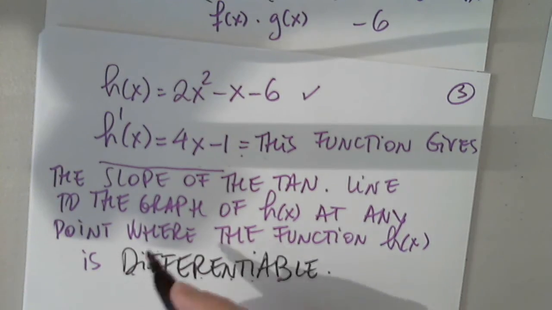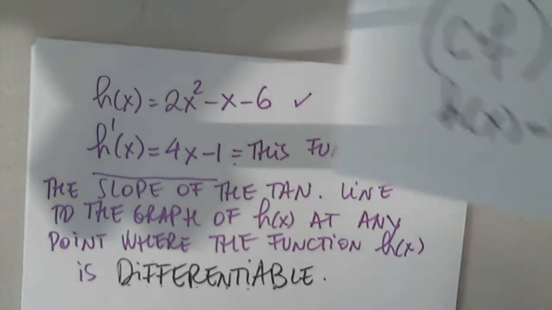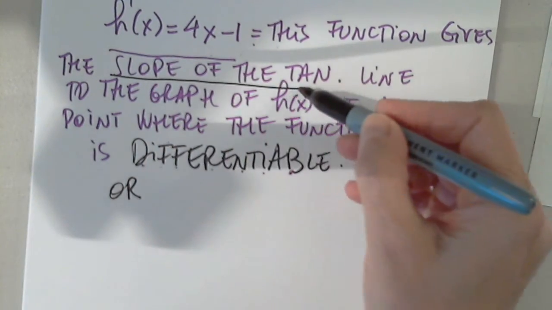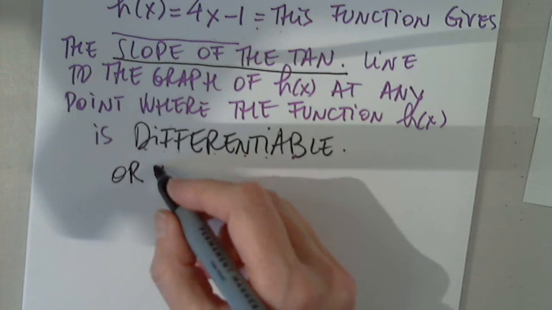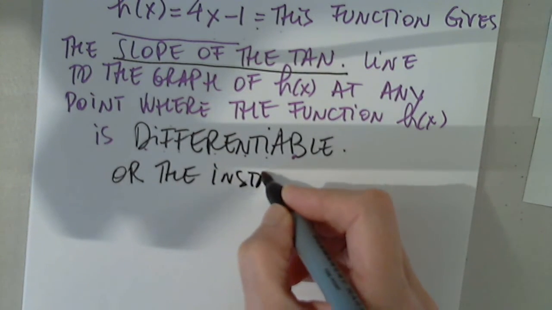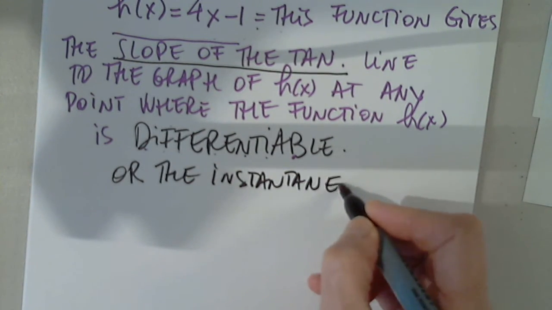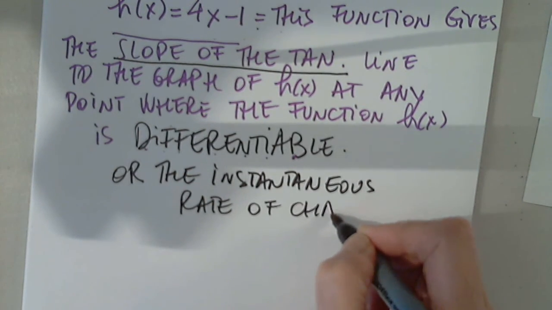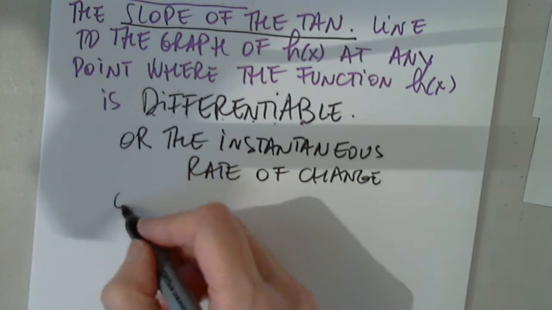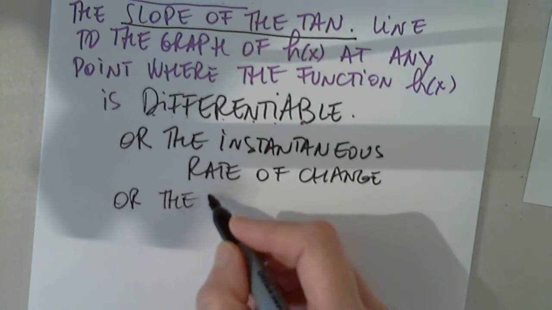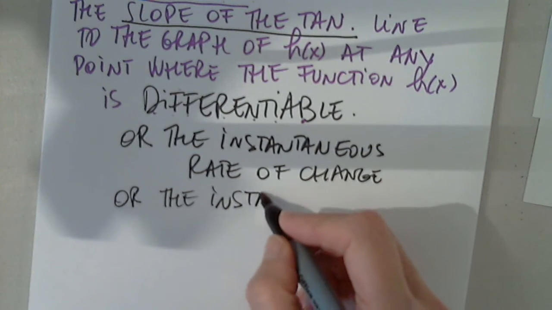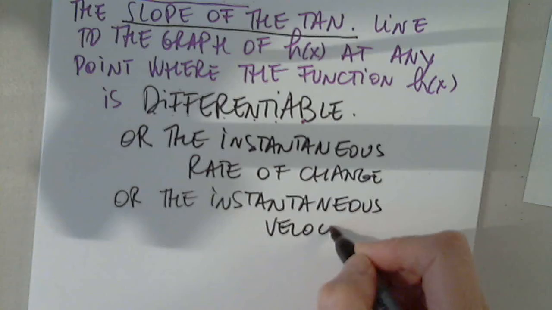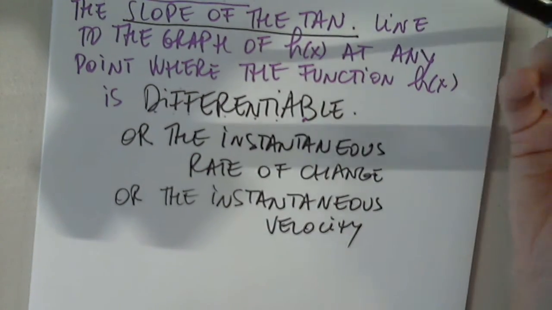Also, not just the slope of the tangent line, but two other things. Or, I'm going to write or. So the slope of the tangent line or the instantaneous rate of change. Or the instantaneous velocity. Depending on what the function is all about.